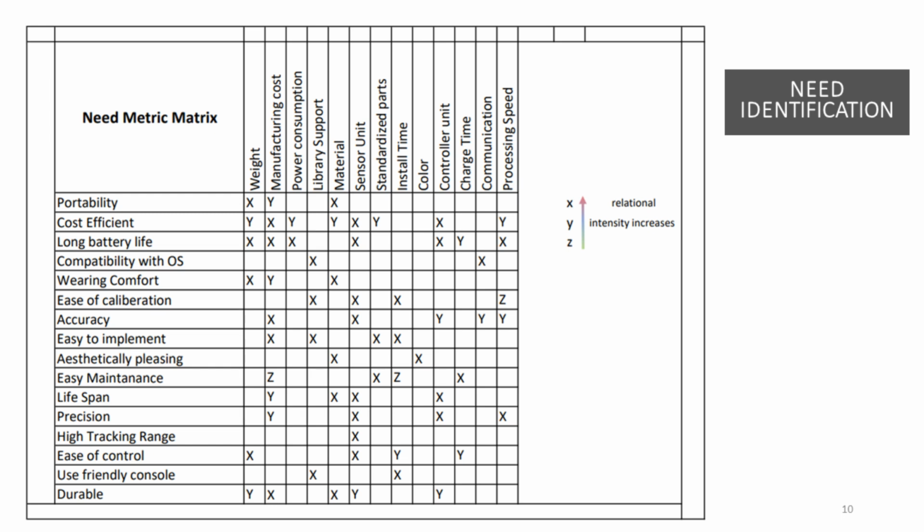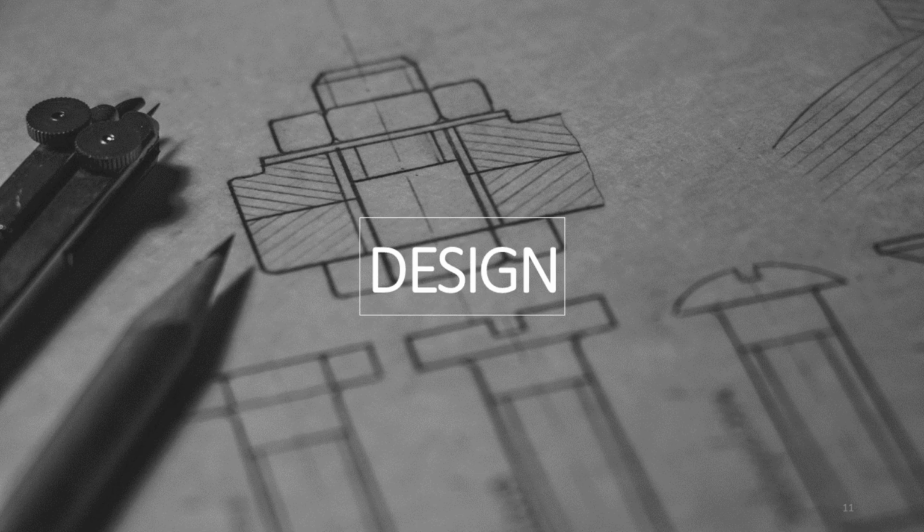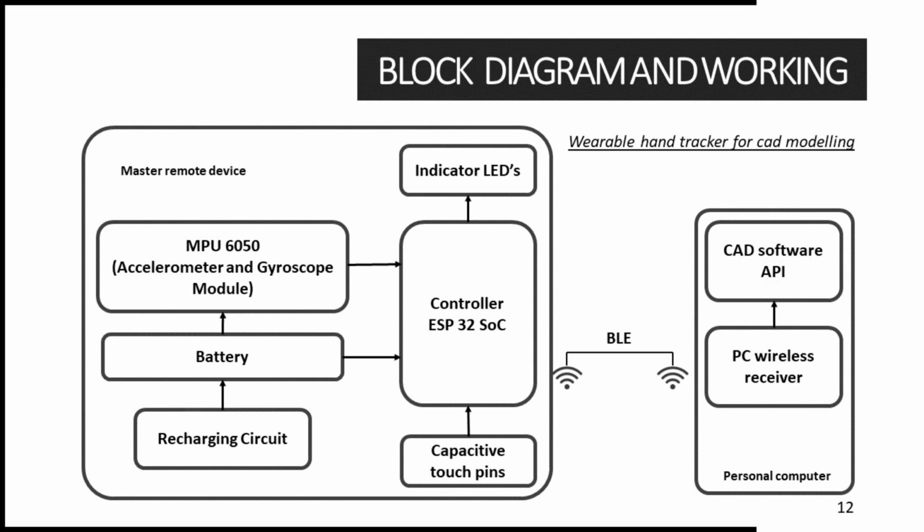Then moving to need identification, combining details from the user expectation survey and development information from the literature review and other resources, we have formulated a need matrix. So next is the block diagram and working of our wearable hand tracker for CAD modeling.